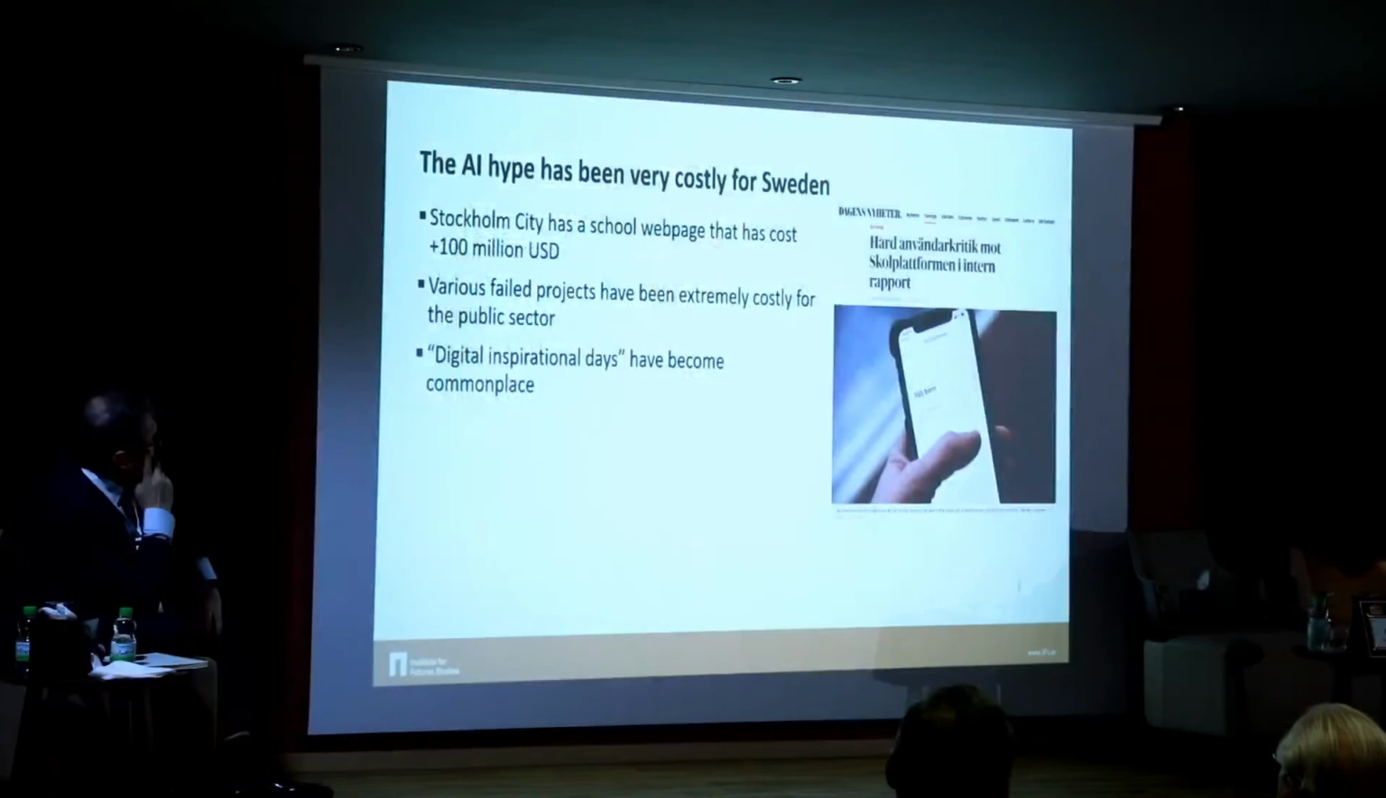So as I said before, this AI hype has been very costly for Sweden. Just as an example, Stockholm City, a small municipality, I mean, Sweden is not a big country, about 600,000 citizens, has a school webpage that has cost more than $100 million. What can you do on the webpage? You can check out your children's school schedules. You can send an email to your teacher. You can book an appointment with your children's teacher. That's pretty much it. That costs 100 million.